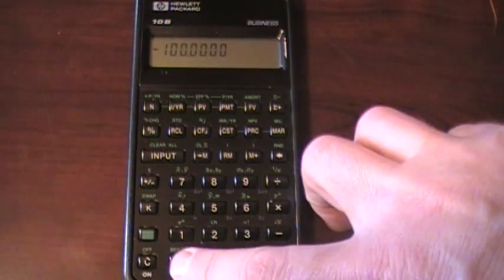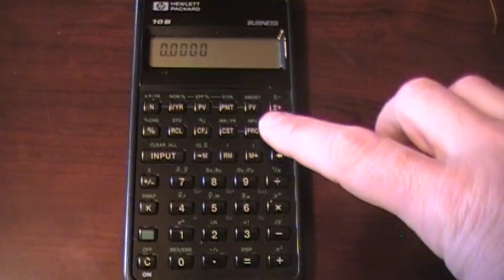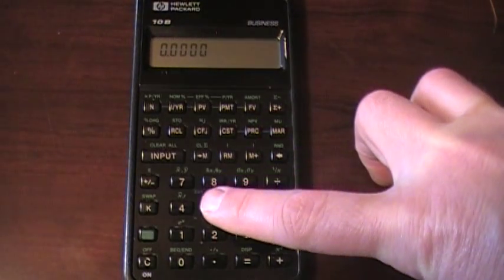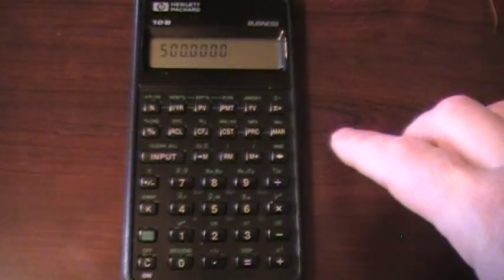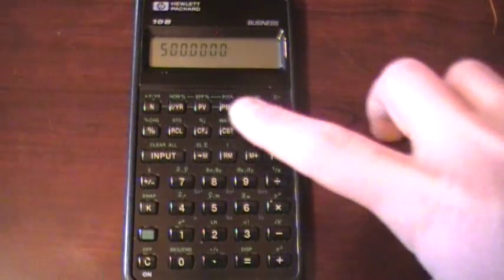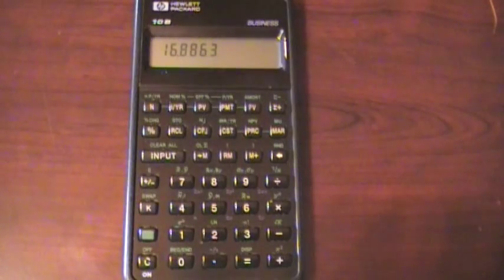Again, we don't have a payment, so we'll put in 0 as payment, and we want to see how long it takes for that $100 to grow to 500. So we hit 500 future value. Now to solve for the number of periods, hit N, and you can see it's going to take 16.88, or almost 17 years, for that $100 to grow to $500.